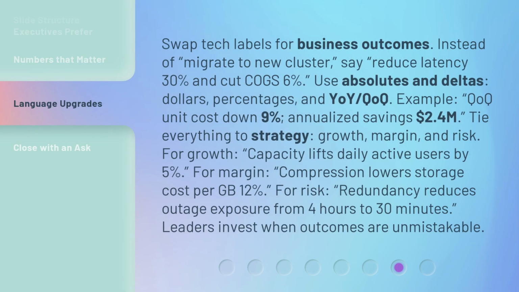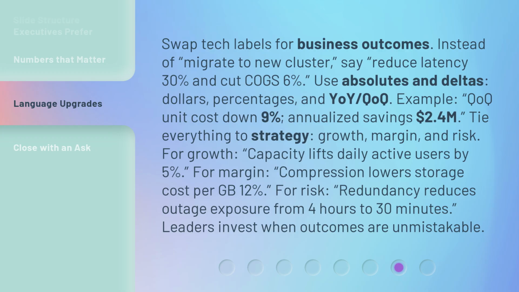Swap tech labels for business outcomes. Instead of migrate to new cluster, say reduce latency 30% and cut COGS 6%. Use absolutes and deltas, dollars, percentages, and YOY-QOQ. Example, QOQ unit cost down 9%. Annualized savings $2.4 million. Tie everything to strategy, growth, margin, and risk.